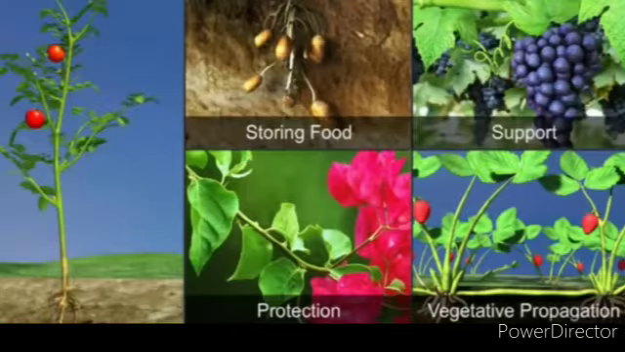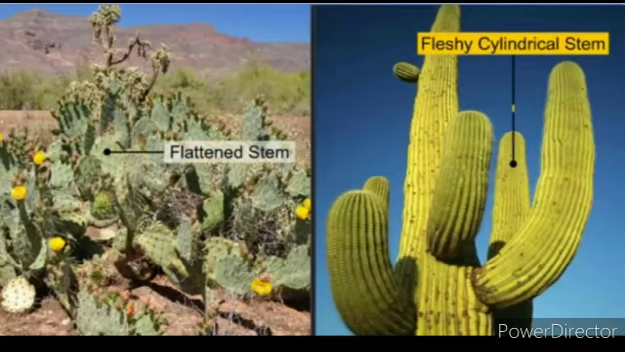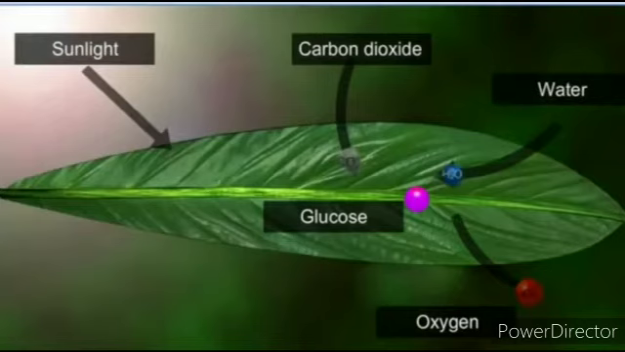Again, some plants of arid regions, meaning desert regions, modify their stems into flattened forms, for example Opuntia, or fleshy cylindrical forms, for example Euphorbia. They contain chlorophyll and carry out photosynthesis. See, in xerophytic conditions the stem is doing the photosynthetic function.